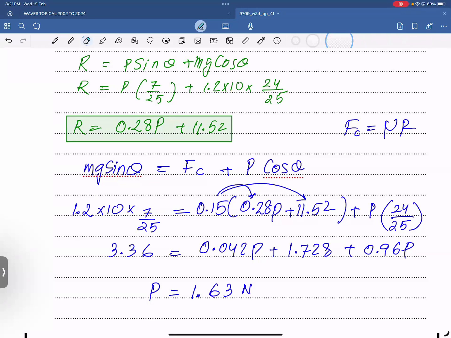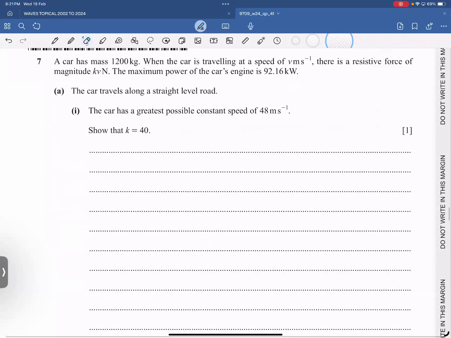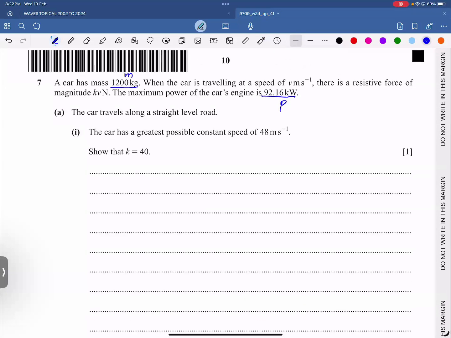Question number 7. A car of mass 1,200 kilograms. When the car is traveling at a speed V, there is a resistive force kV. And the maximum power is this. You can write the data, my dear. You have power and you have mass and resistive force is Fr. You can say the car travels along the straight level road. Level road means horizontal road, my dear, has the greatest possible constant speed.